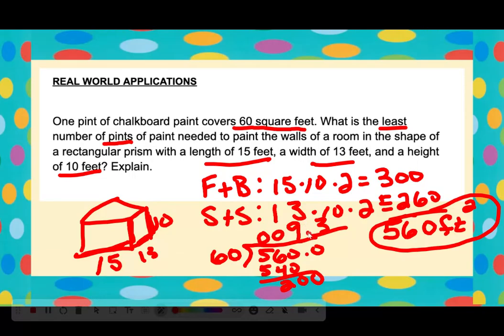So how much paint do we need? We can't buy 3/10 of another can of paint. So we need to round that up. We need 10 pints of paint to cover these walls.